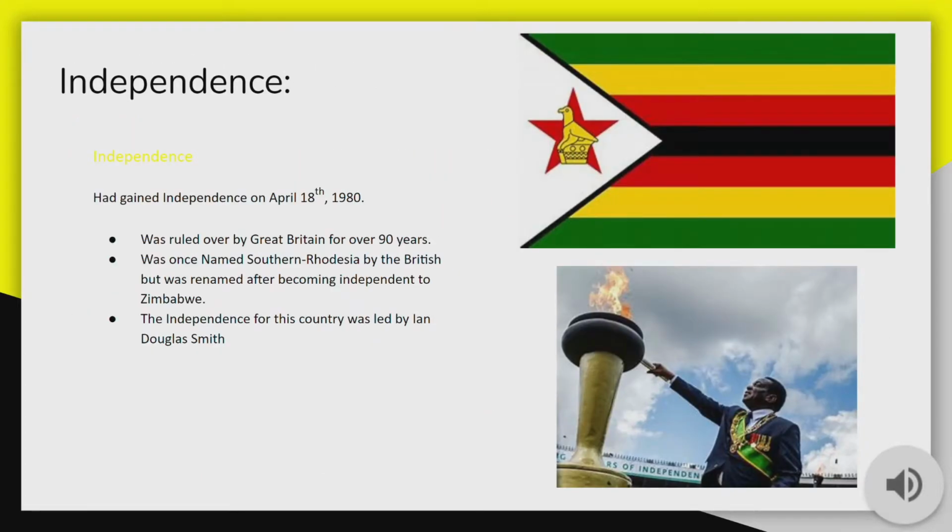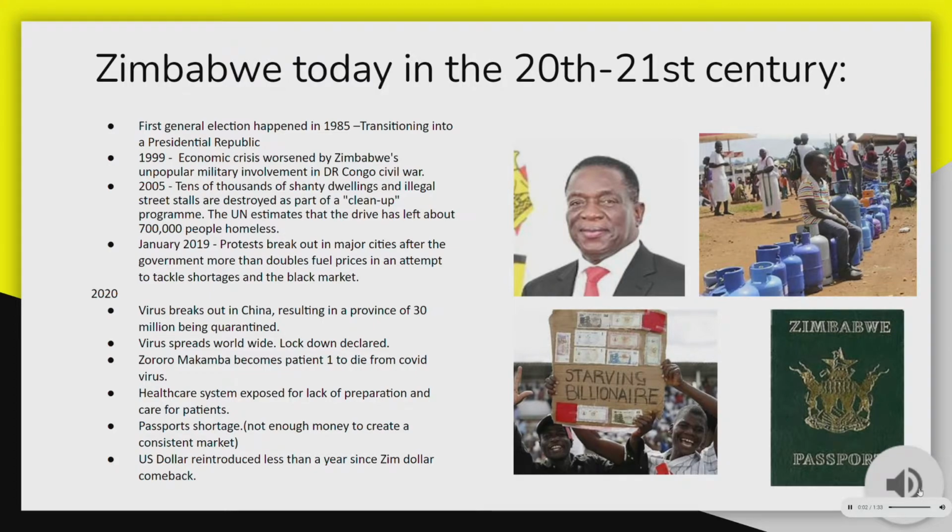On April 18th, 1980, just 40 years ago, Zimbabwe gained its independence from Great Britain. After over 90 years of Great Britain's rule, what was once named Southern Rhodesia by the British was renamed Zimbabwe. The new independent country was led by Ian Douglas Smith. In the late 20th century, Zimbabwe had its first general election in 1985, transitioning into a presidential republic.